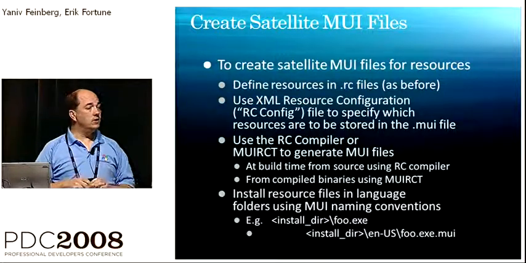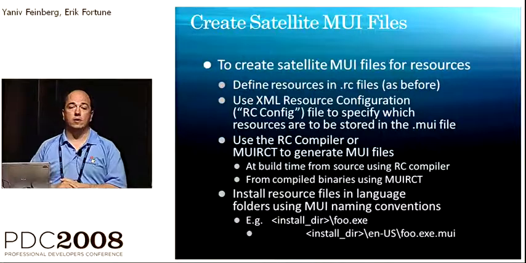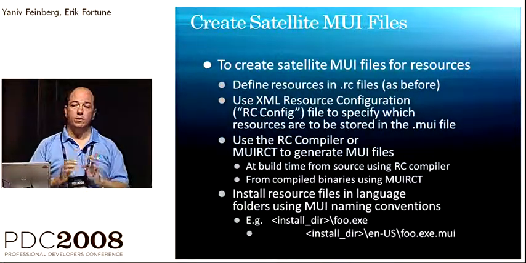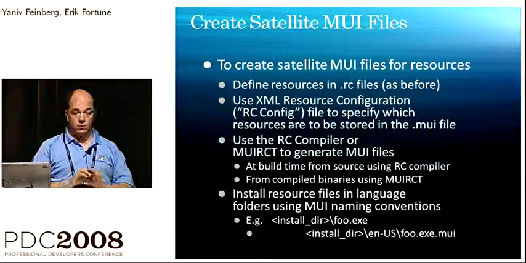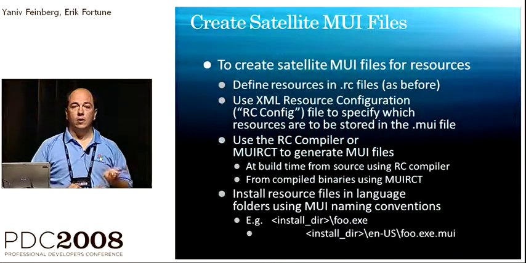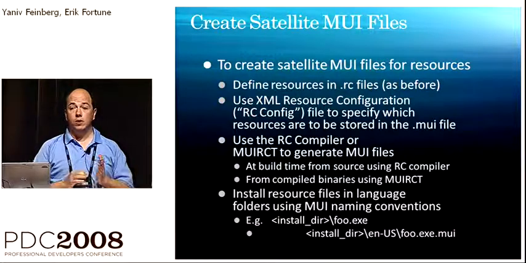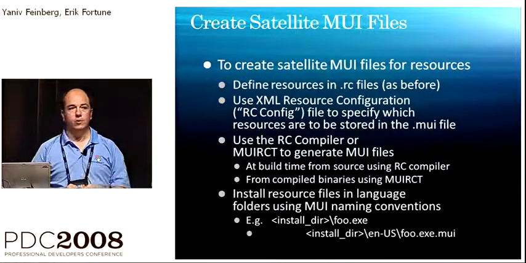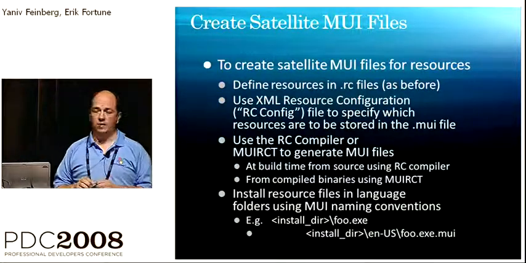So now we'll go a little bit into the details of how you create MUI files. Frankly, it looks a lot like creating a resource file for Windows itself, for existing Win32 applications. You define your resources in an RC file just as you do today, and you make literally no changes. There is a new RC configuration file, an additional XML-based file, which tells one of several tools how to split the resources. Which resources go into the main language neutral file and which resources go into those satellite MUI files. I'll have an example of that in a minute.